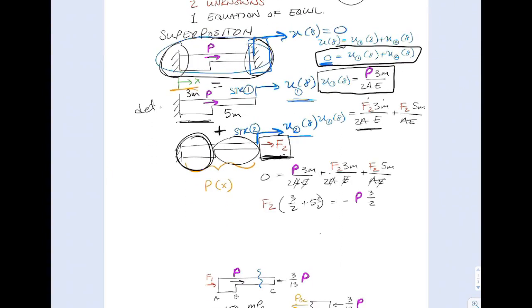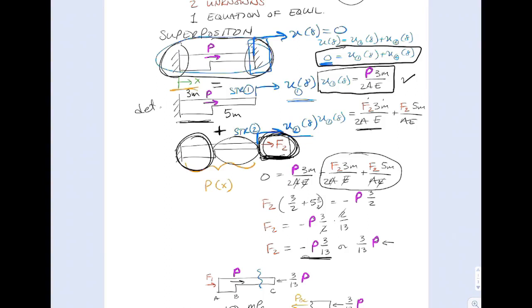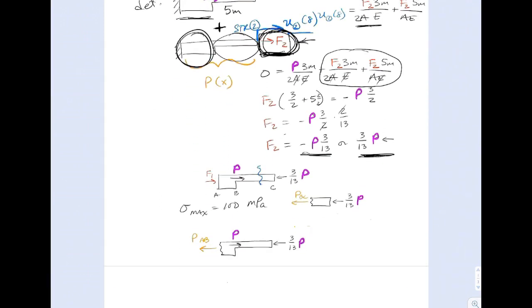And so the math looks like this: I've got 0 equal to my first equation, and I'm going to add to it the second equation. The E's will cancel out. I just work the math all the way through, and I get an answer for F2, which in this case happens to be negative. That negative means that the answer is in the opposite direction of how I drew it up here in my superposition. So that means F2 is actually going to the left. If we put that answer on our free body diagram, there would be F2.